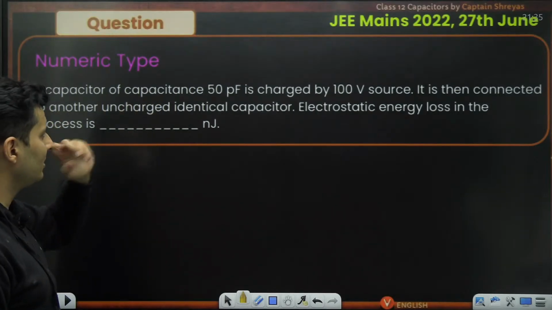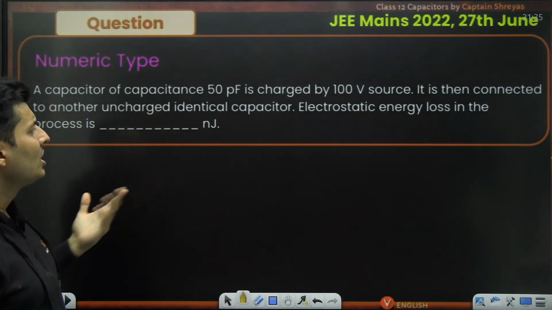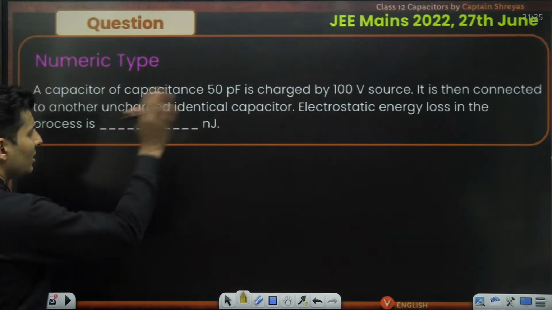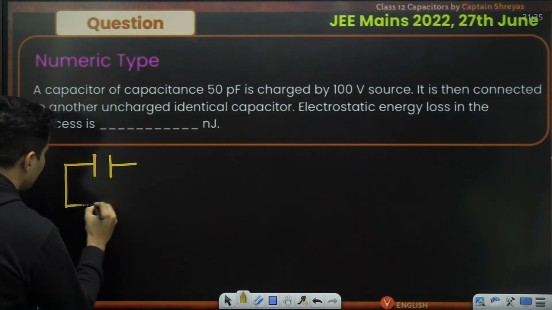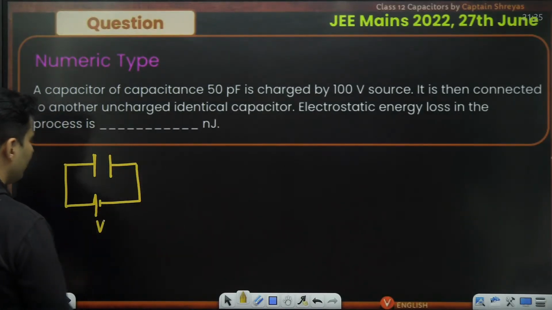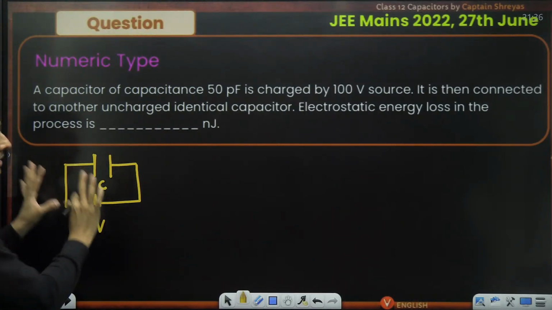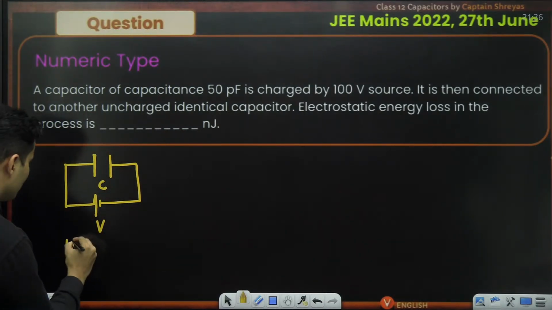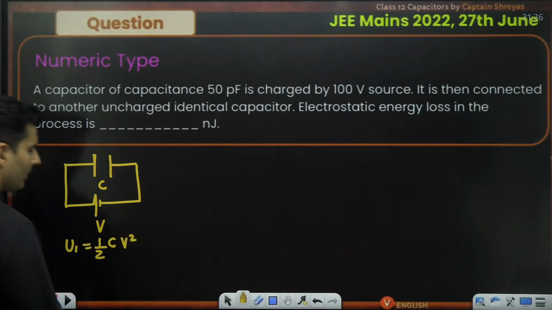A capacitor of some capacitance is charged by a 100 volt source. It is now connected to an uncharged identical capacitor. What is the energy loss in this process? First of all, we have this capacitor connected to this battery. Let's say this is V and this is C. I'm not substituting any values right now. The energy stored I'll call U1, which is half C V square.